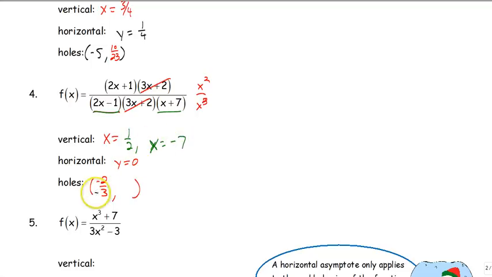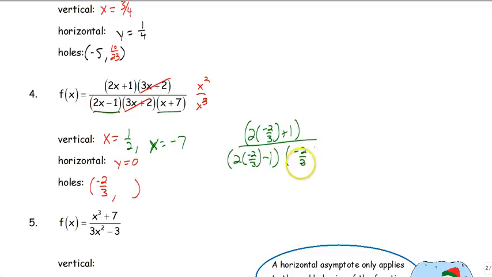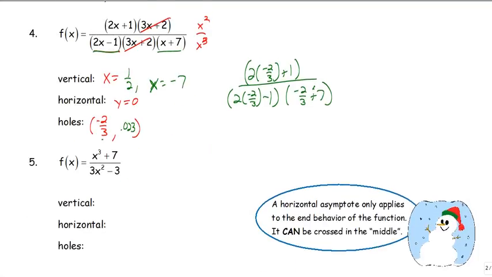Now we find the hole. This is a little bit more messy. If you just throw it into your calculator, again, it's 2 times -2/3 plus 1 over 2 times -2/3 minus 1 times -2/3 plus 7. That's how you would solve it, and when you plug all that in, you get a decimal of 0.023. Again, for a hole, you plug the x value into the simplified form after the hole cancels out.